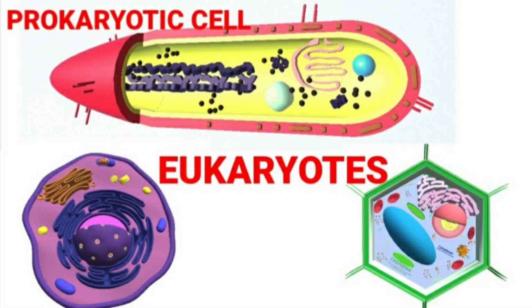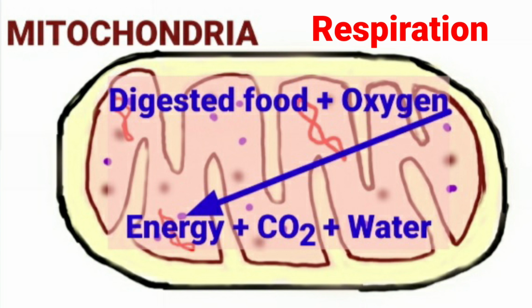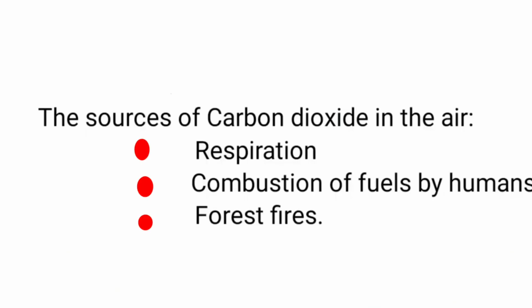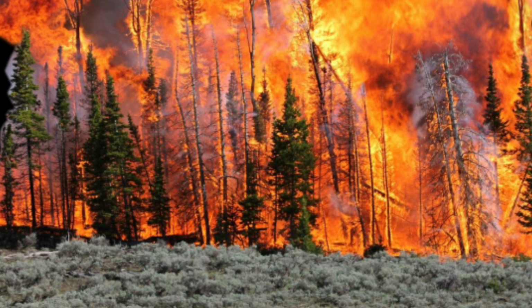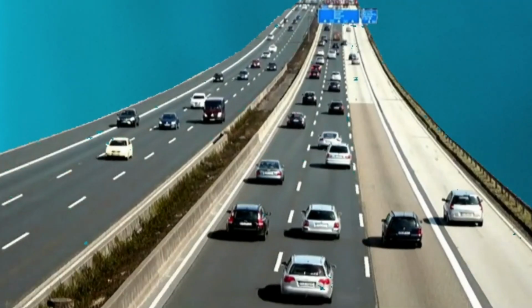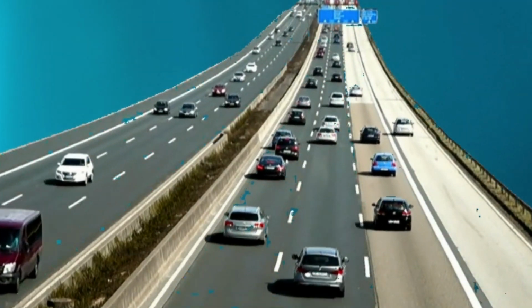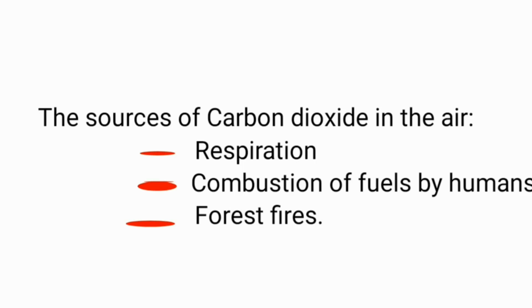All kinds of cells, whether eukaryotic or prokaryotic, need oxygen to break down glucose molecules to get energy. That process is called respiration. During respiration, they release carbon dioxide. So, one of the main sources of carbon dioxide is respiration. The other sources of carbon dioxide in the air are combustion of fuel by humans, and forest fires also. These sources liberate a high amount of carbon dioxide in the atmosphere, but still the percentage of carbon dioxide in the air is a fraction of a percentage, that is 0.03%.